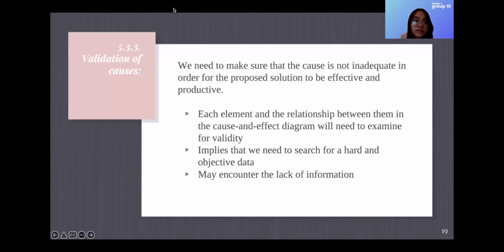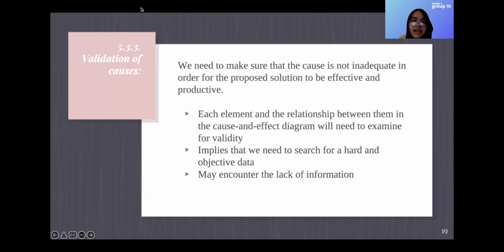So now we move on to the validation of causes. After identifying the potential causes, we need to validate them and make sure that the cause is not inadequate, in order for the proposed solution to be effective and productive. Each element and the relationship between them in the cause and effect diagram will need to be examined to make sure that the data is reliable and valid.